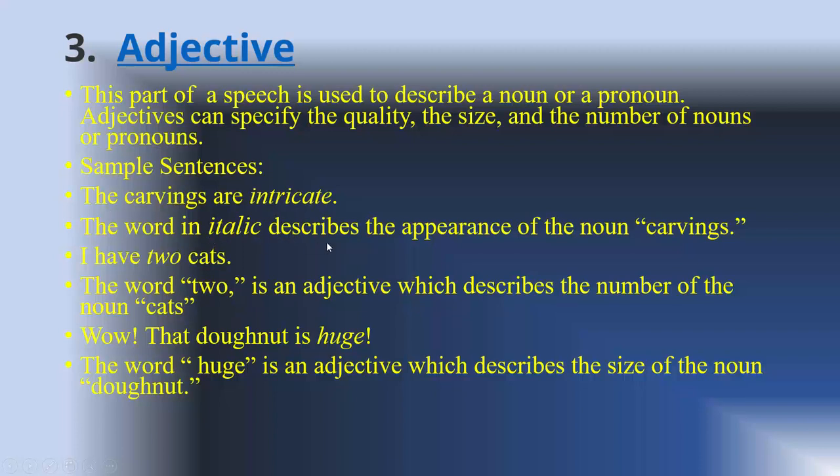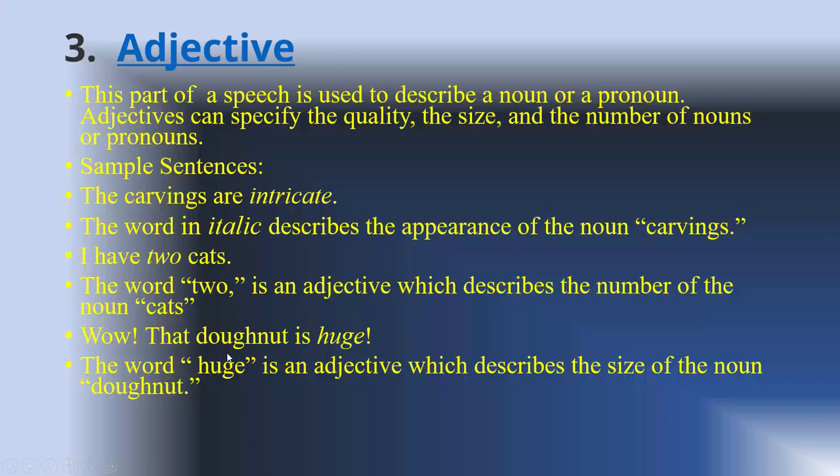So again, the word in italics describes the appearance of a noun, carvings. So the carvings are intricate. The carvings are big, small, nice, apparent, not apparent, and so on. I have 2 cats. 2, number. So it describes what I have. The word 2 is an adjective which describes the number of the noun cats. Wow! The donut is huge, very big. Donuts, kind of biscuits. Huge, small, delicious, and so on.